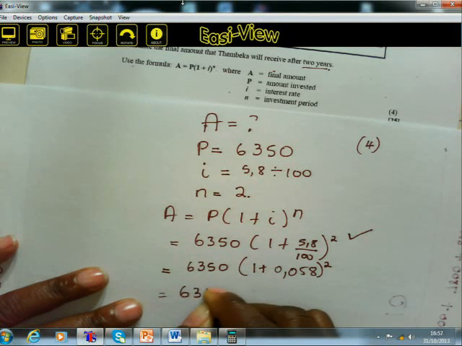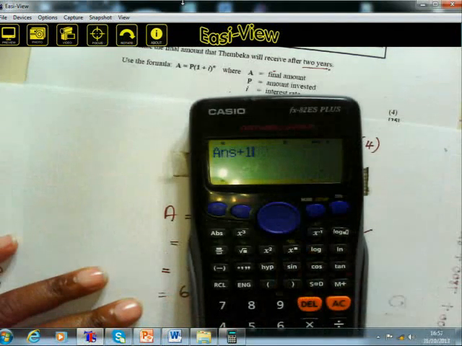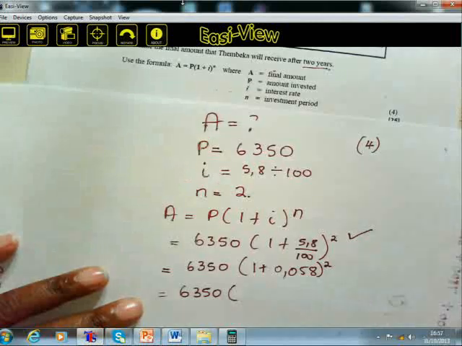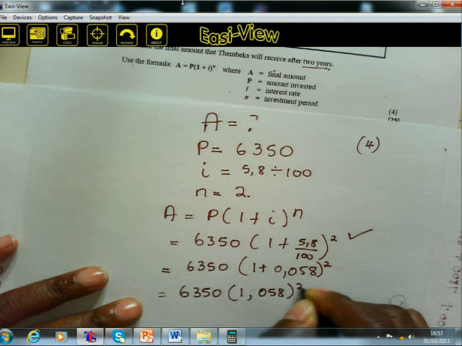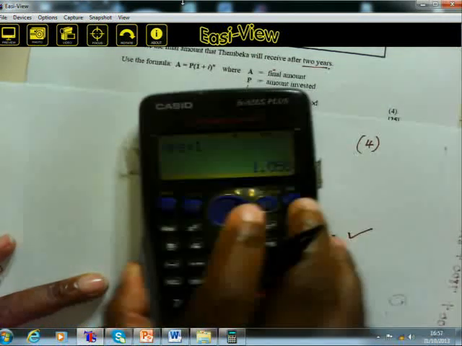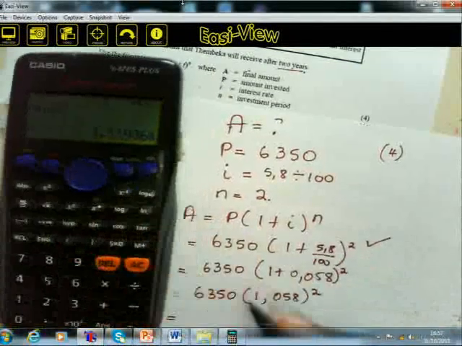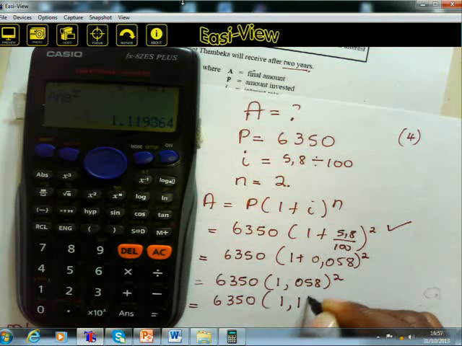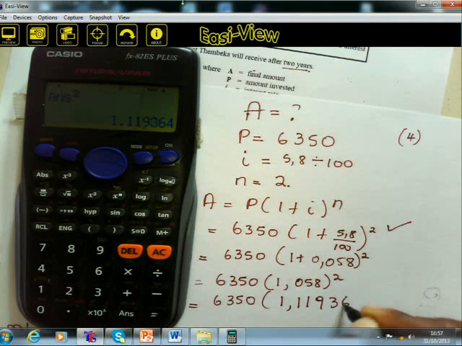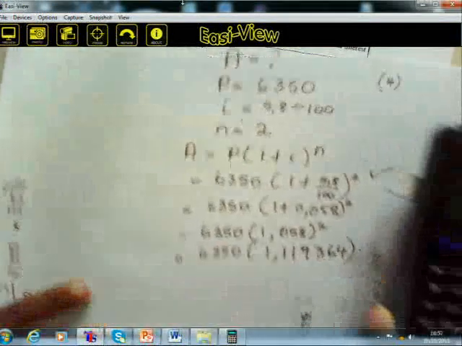This is 6,350, open bracket. If we add a 1 to that, 1 plus 0,058 is 1,058 to the power 2. And then I raise that to the power 2. It's 6,350 times 1,119364. Write all the numbers as they are.